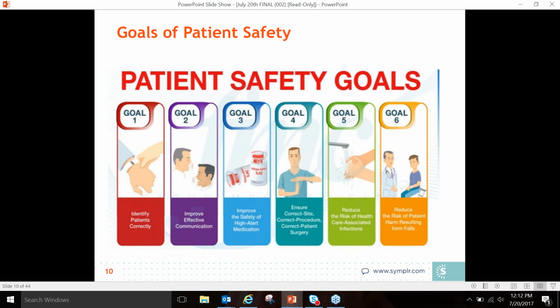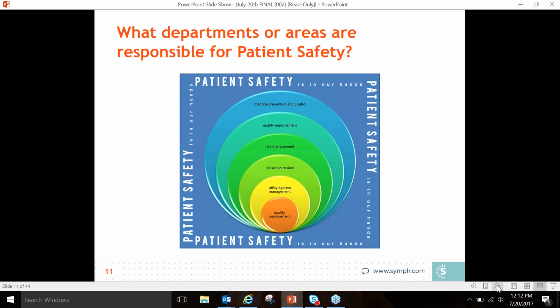Then goal number 6 is reduce the risk of patient harm resulting from falls. And falls is a huge problem and indicator, and probably one of the most categorized events or incidents that are tracked. Falls can be tricky. Falls can be more than one incident or event. Maybe the patient was over-medicated and fell, but we found out the floor was wet as well, and they were told not to get out of bed, we thought, but the nurse forgot to do that. So there's many, many different triggers and things that can enter into each one of these goals, and we want to be able to help you with that.